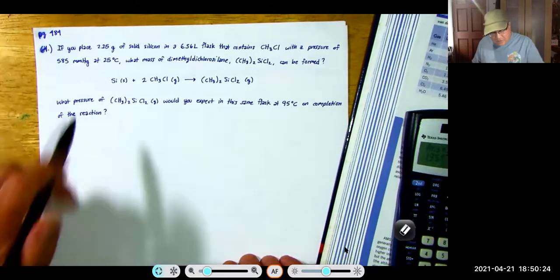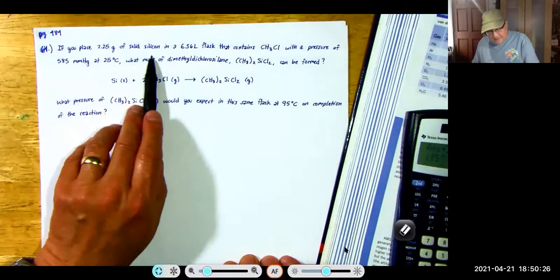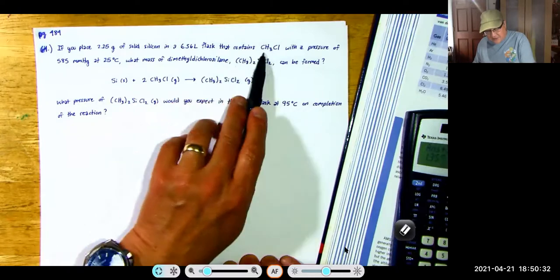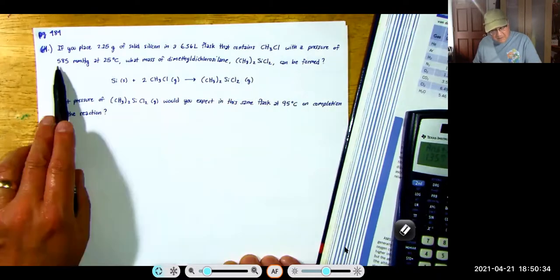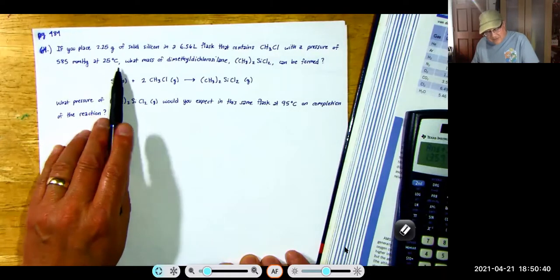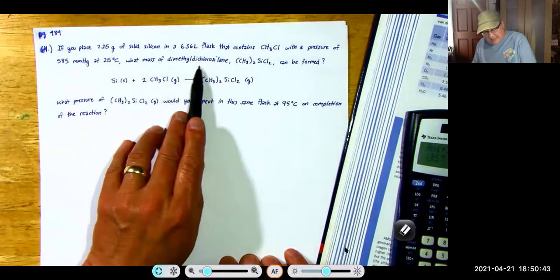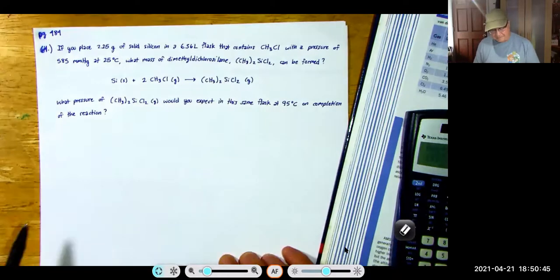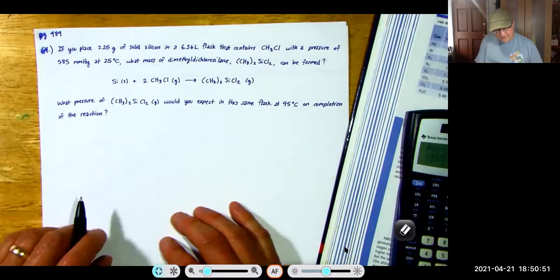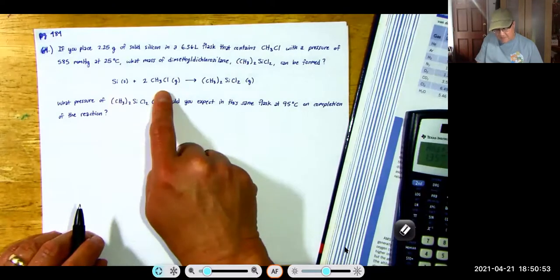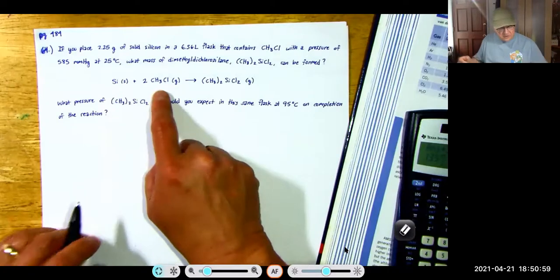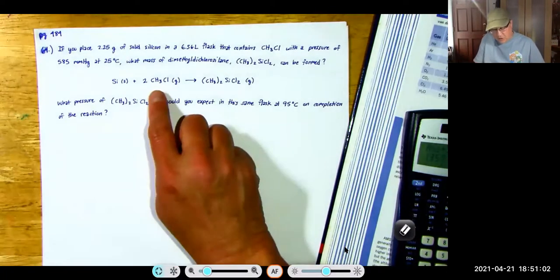So if you place 2.25 grams of solid silicon in a 6.56 liter flask that contains CH3Cl with a pressure of 585 millimeters of mercury at 25 degrees Celsius, what mass of dimethyldichlorosilane can be formed? This sounds like one of those limiting reactant types of problems, right? Because here we have this, and here we have this, and we want to know how much of this can form. Well, maybe we have extra silicon. Maybe we have extra, this is called chloromethane.